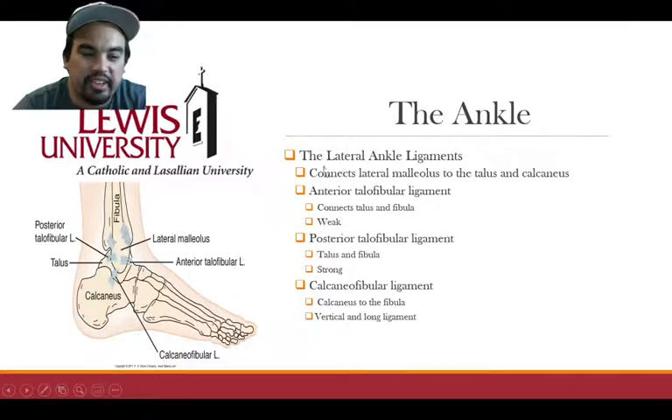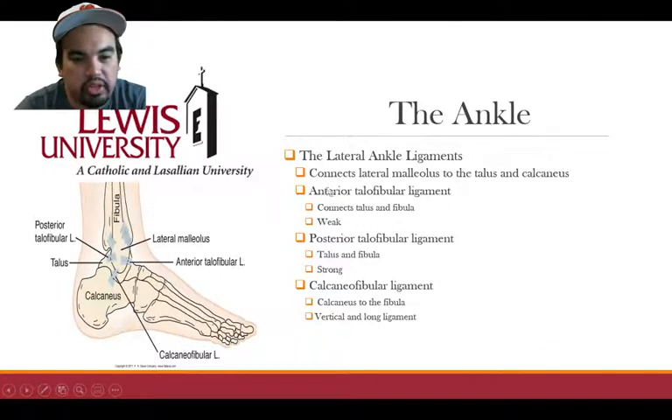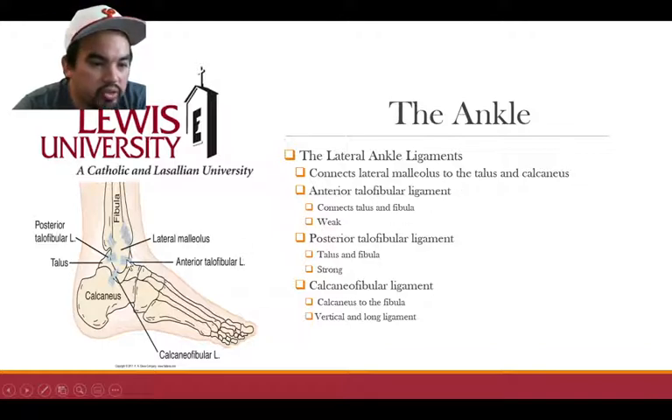The lateral ankle ligaments connect the lateral malleolus to the talus and the calcaneus. And we have the ATF ligament, the anterior talofibular ligament. This connects the talus and the fibula. It is a weak ligament, and that is why this is the number one ligament and number one area that you have pain in when you sprain your ankle. It is right here, the anterior talofibular.